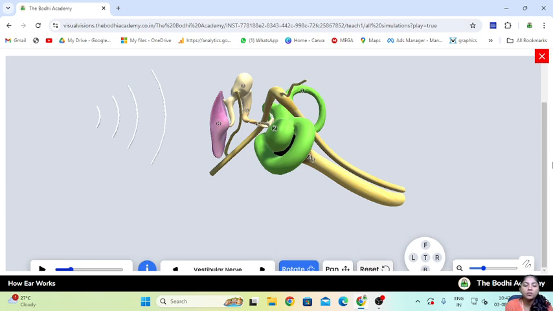In today's video, we are going to learn about how the ear works. The ear is divided into three main parts: the outer or external ear, the middle ear, and the inner ear. Now, as we know, the outer ear consists of this pinna. This is the funnel-shaped structure whose function is to collect the sound waves around us. So the pinna and the external ear canal form the outer ear.